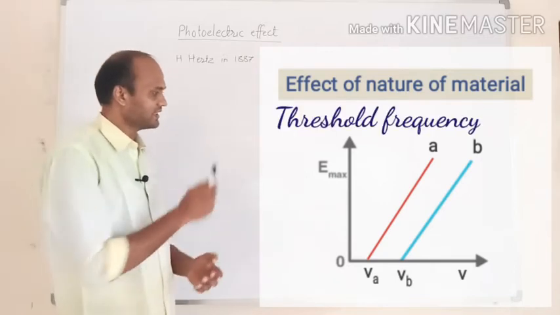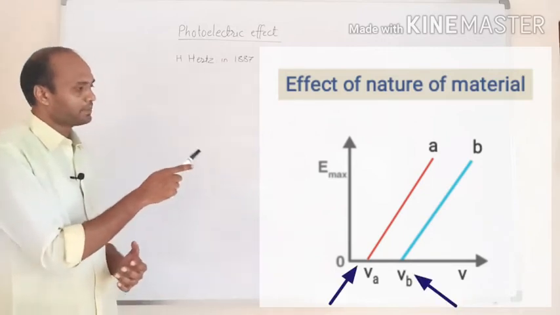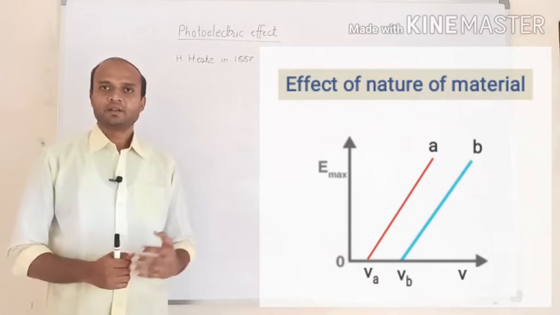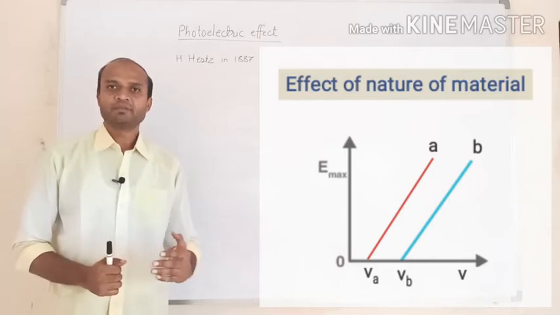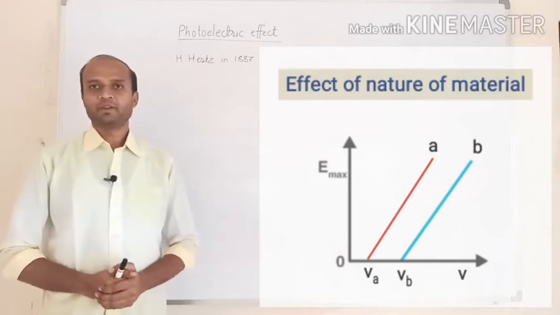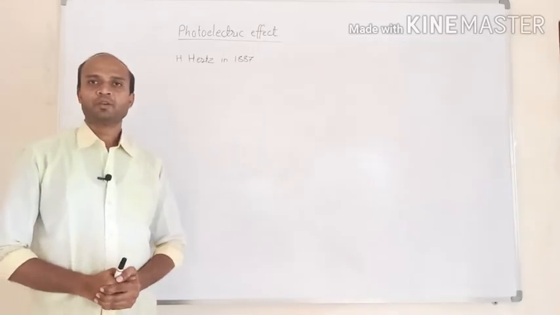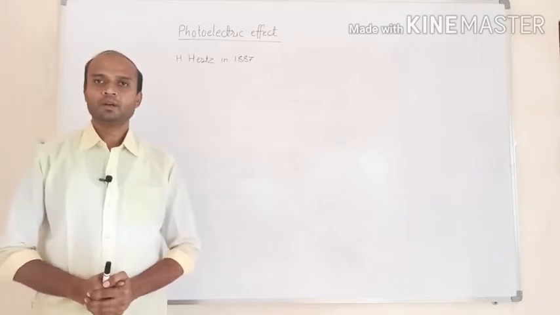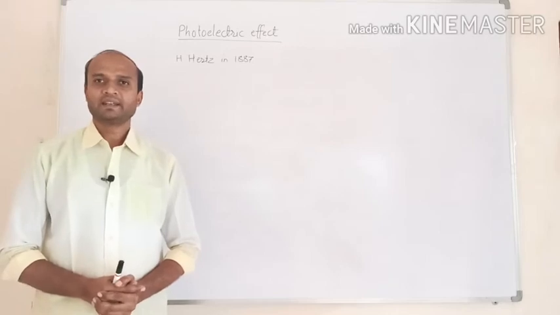Here we can see in this diagram that for two different metals, the threshold frequencies are different. It means that to emit electrons from the metal surface, different frequencies are required for different materials. So this is the effect of the photosensitive material on the maximum kinetic energy or the threshold frequency.